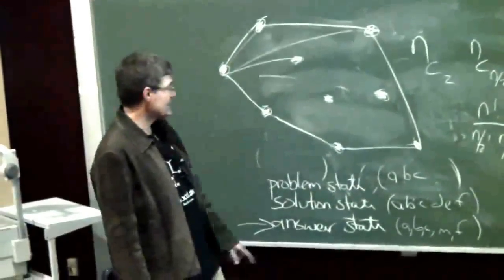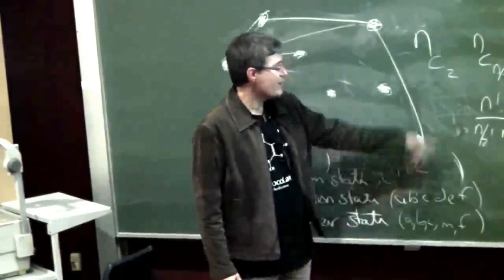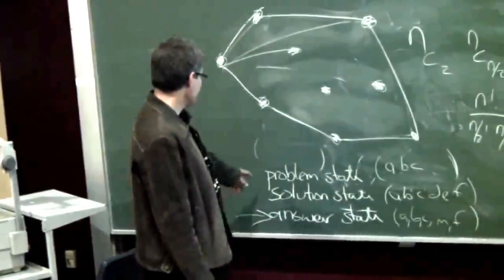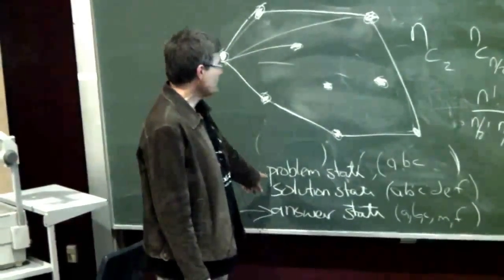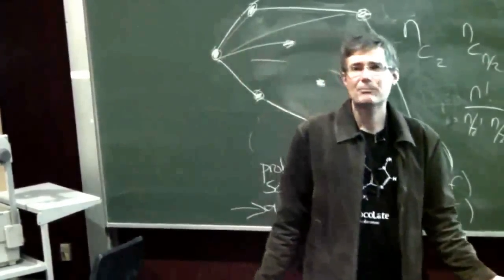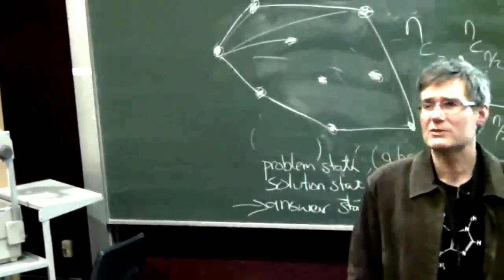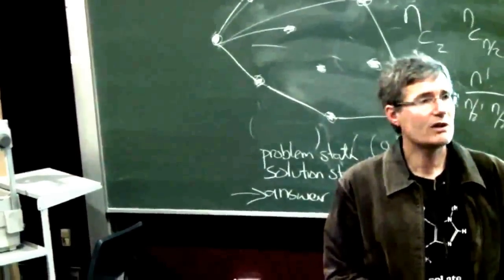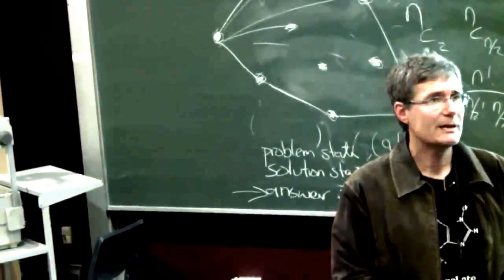So how many solution states are there? How many ways are there of arranging 5 out of 10 or something? That's NC2, or NC5, 10C5. A problem state is a partially constructed solution state. Why am I talking about problem states? Whoever cares about problem states? Why don't you just jump straight to solution states? What's the relevance of a problem state?